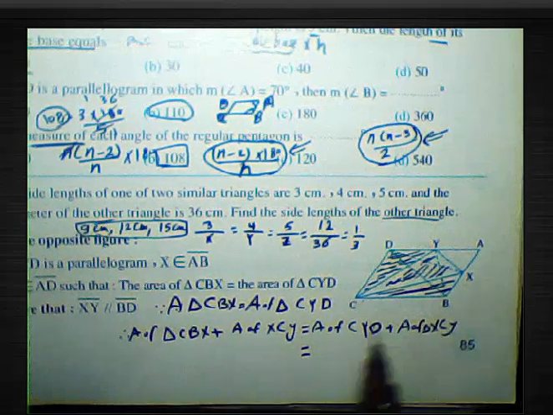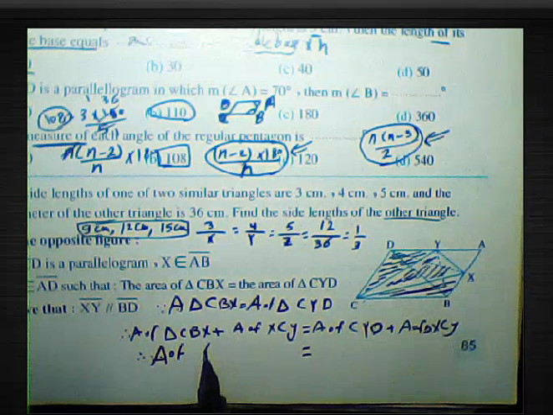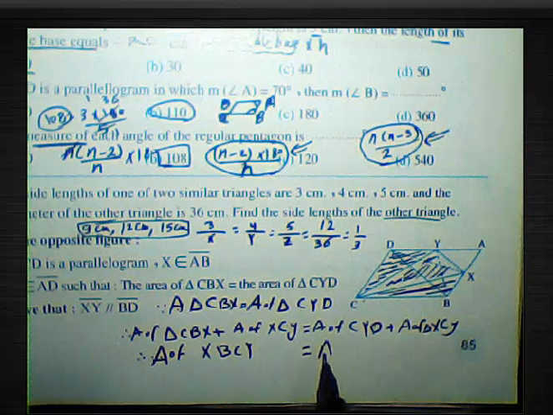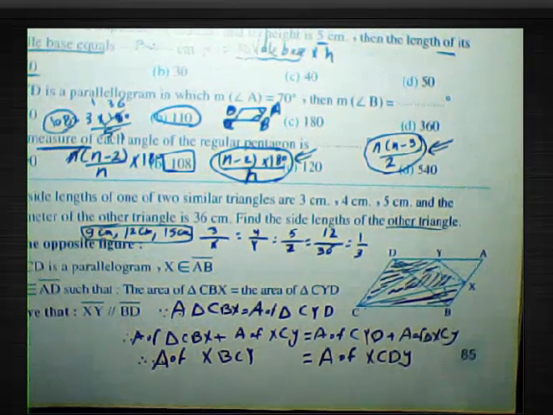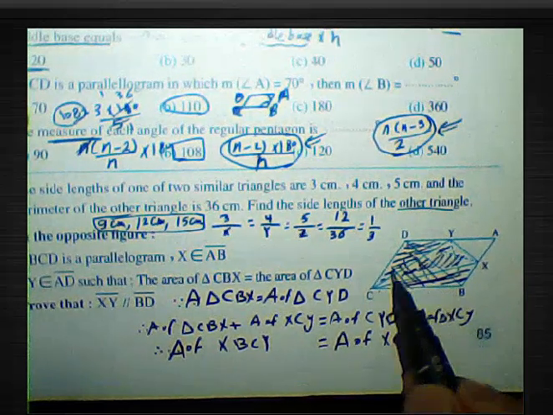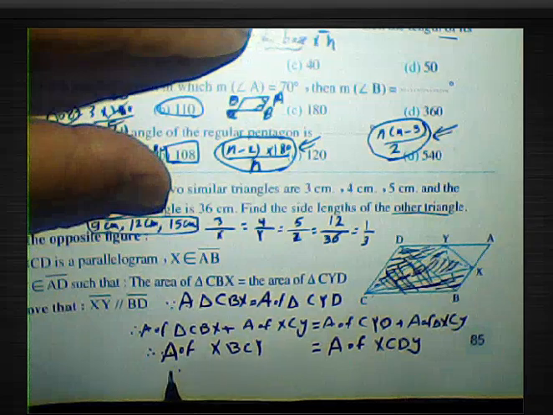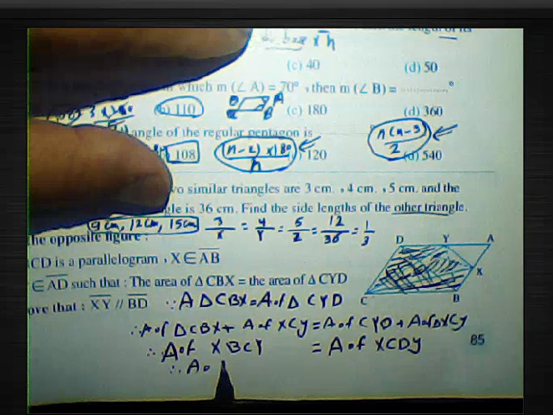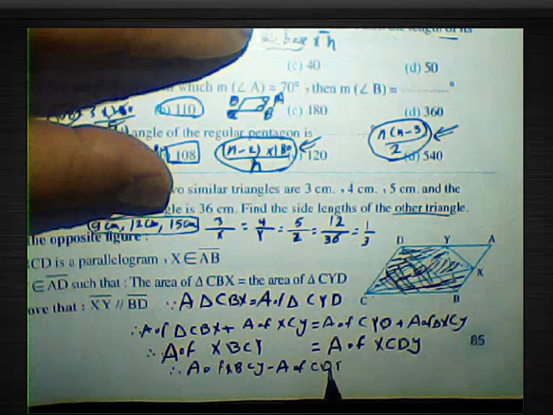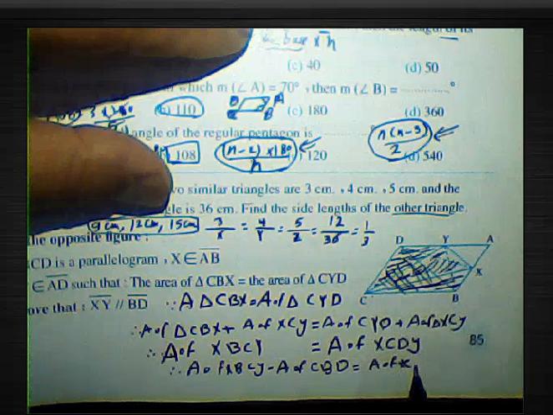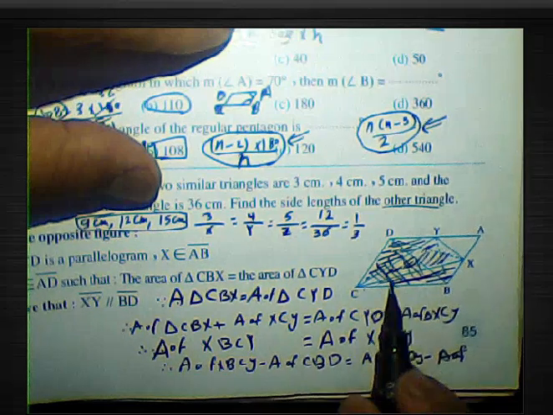Okay, we can find that the area of XBCY equals the area of XCDY, and then we can cancel the area of this part. We can cancel this triangle from the left hand side and the right hand side. Then the area of XBCY subtract the area of triangle CBD equals the area of XCDY subtract the area of this triangle CBD.